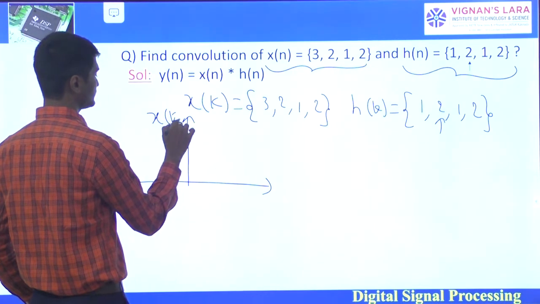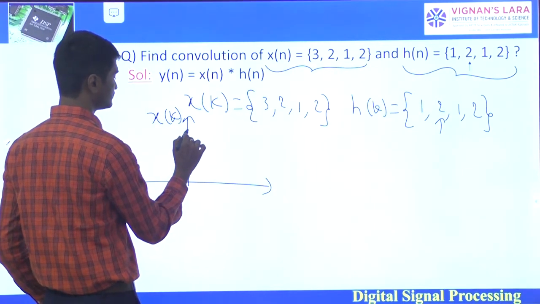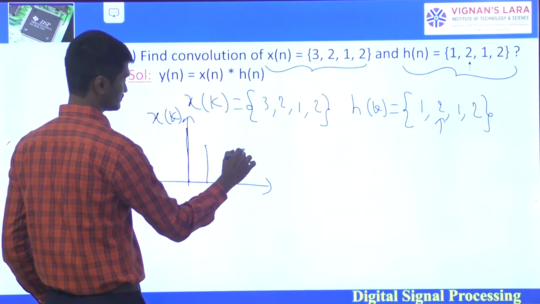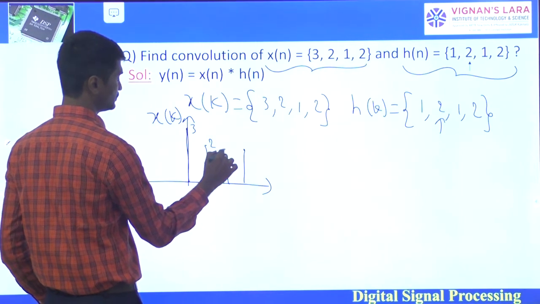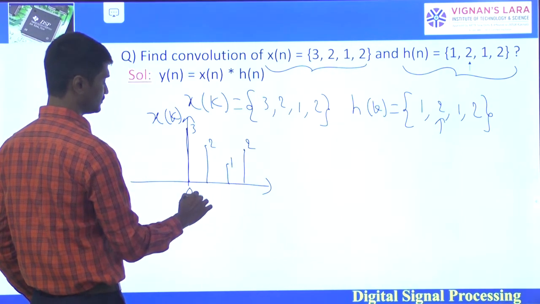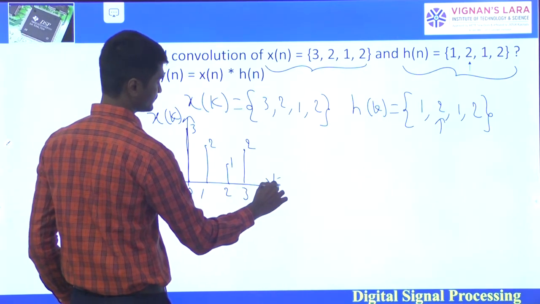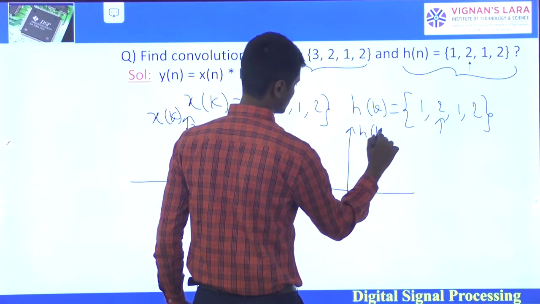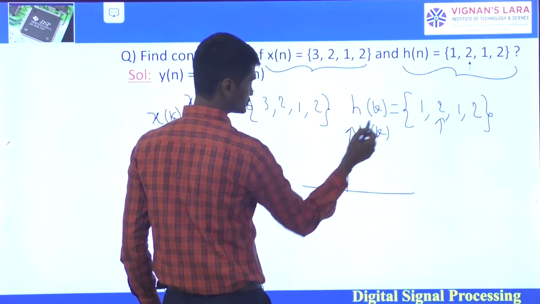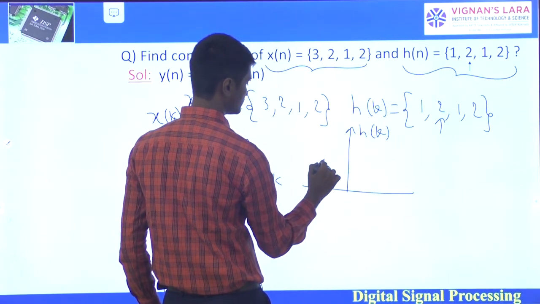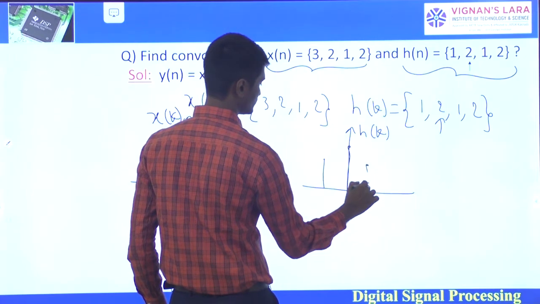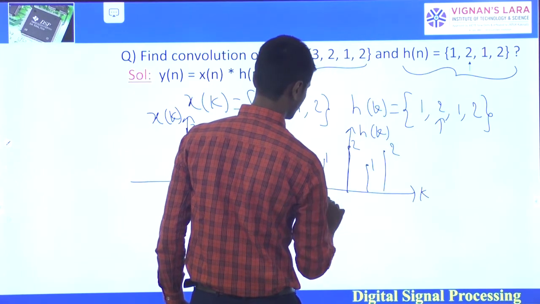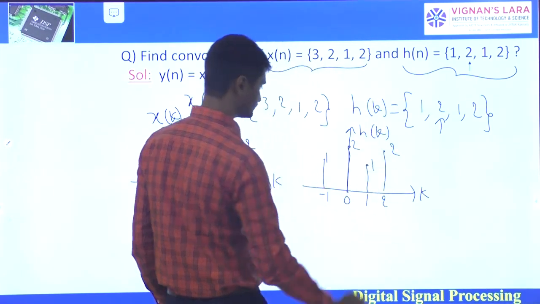So x of k is 3, 2, 1, 2, at k equals 0, 1, 2, 3. Similarly, h of k starts at n equals minus 1. It is 1, 2, 1, 2, at k equals minus 1, 0, 1, 2.